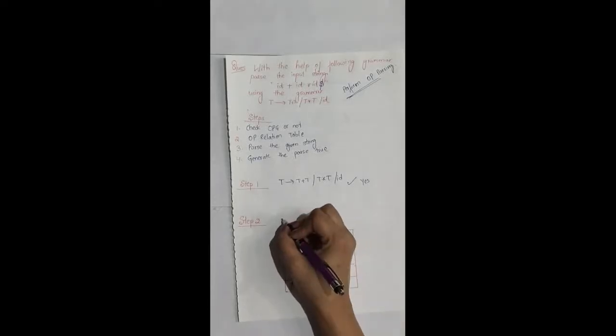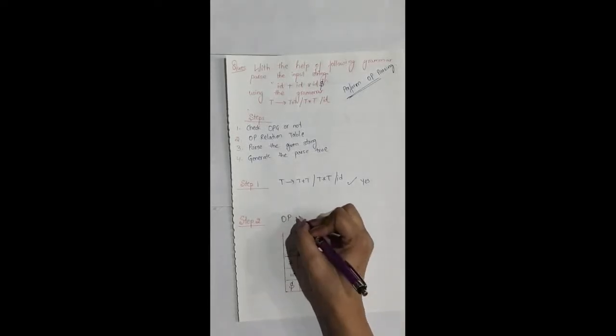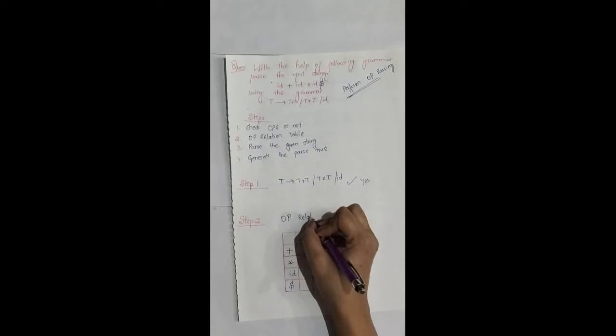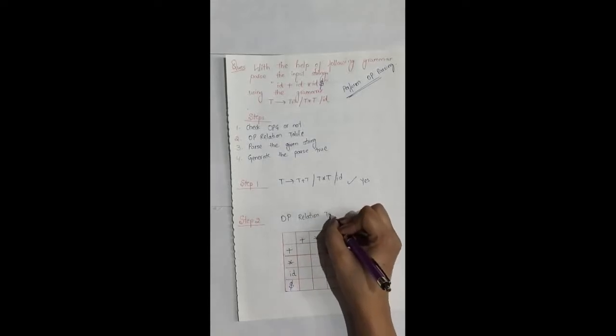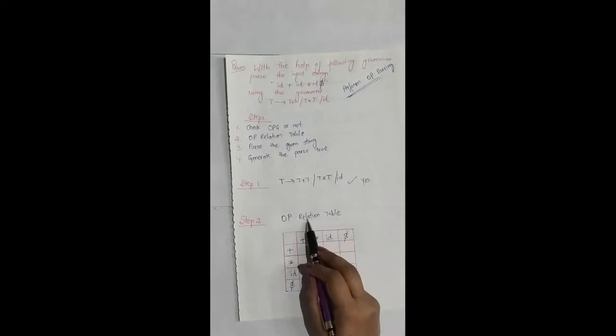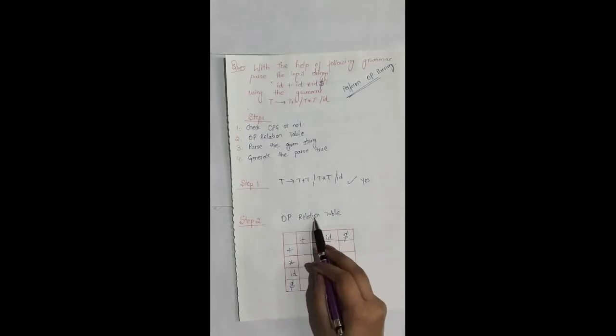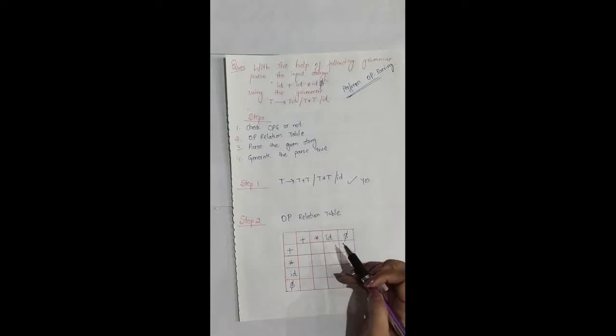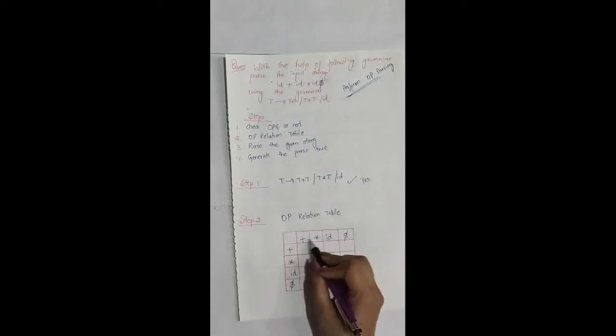Now what we have to do, we have to create the operator precedence relation table. Operator precedence relation table means the table that will determine the relation. What relation? Precedence relation between the operators. Operators, these are the operators.